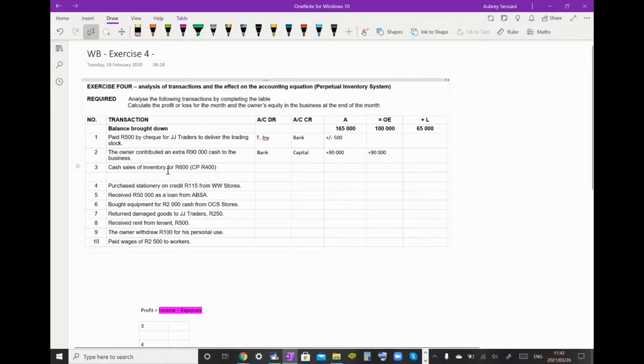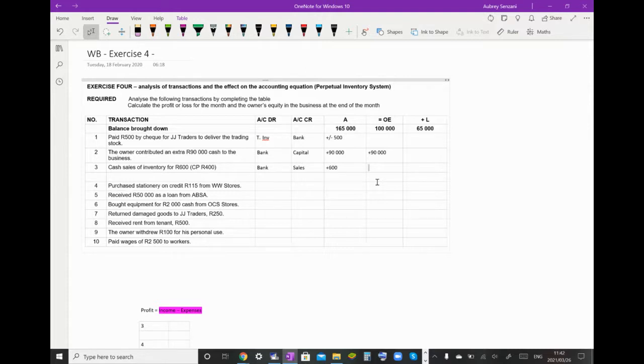Right. Then we go to the transaction on the third. It says cash sales of inventory for 600 Rand. Okay. Cash sales. The moment we see cash, we know bank is affected. So bank is going to increase. So we're going to debit bank. And then we're going to credit what? Sales, we're going to credit sales. And obviously under assets, we'll have plus 600.